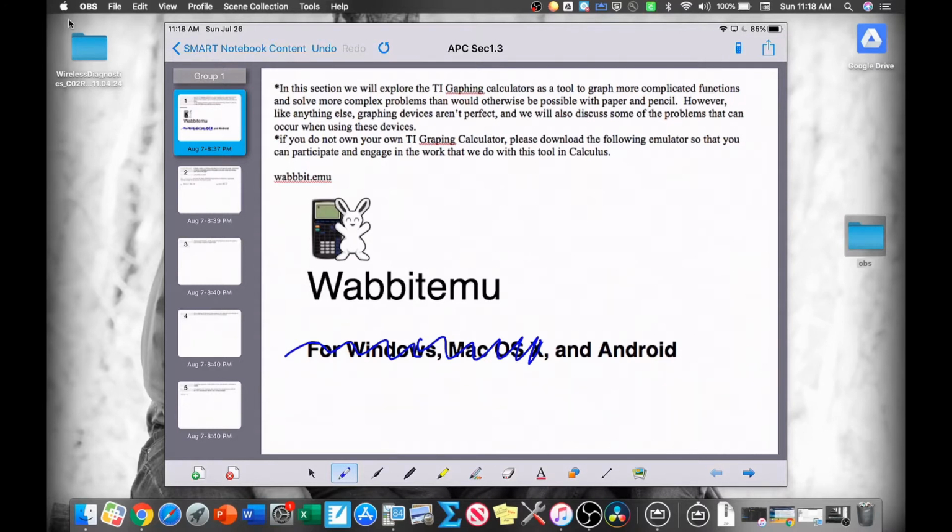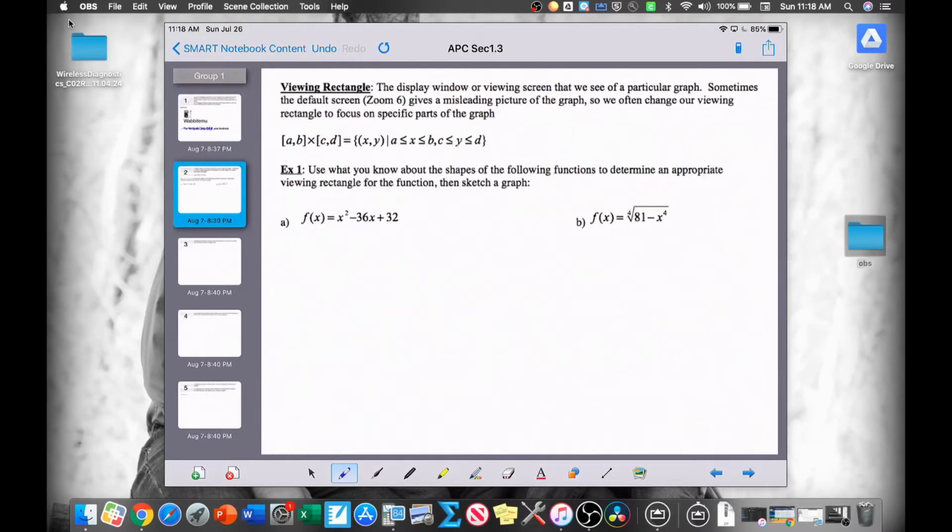I think that there is a TI graphing calculator app for Apple phones. However, it is not free. So that's another option for you as well. All right, getting started. Okay, let's take a look at our first example.